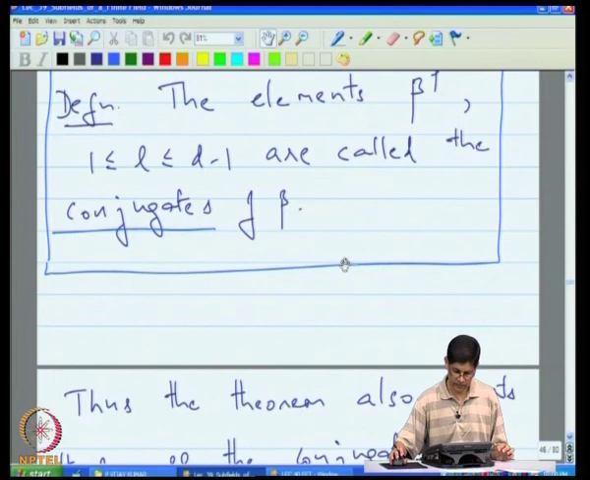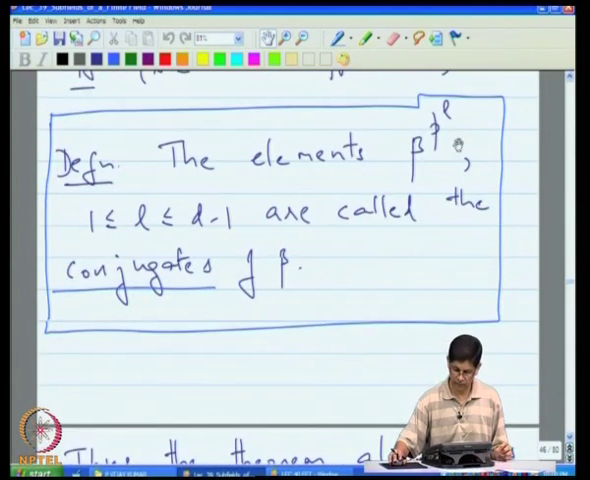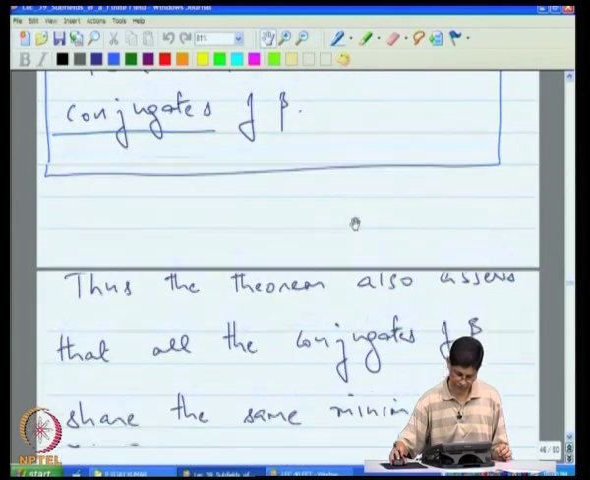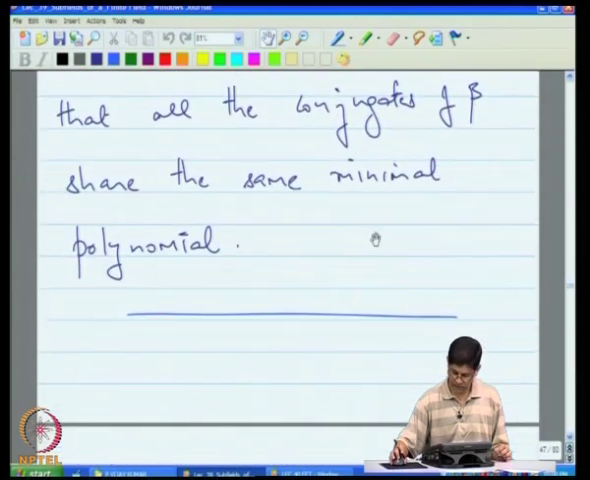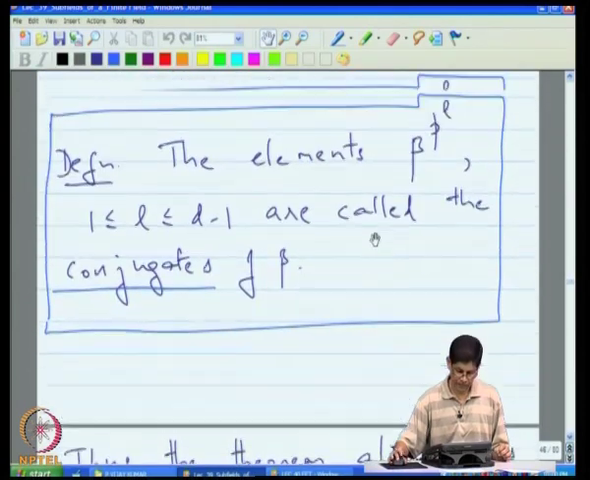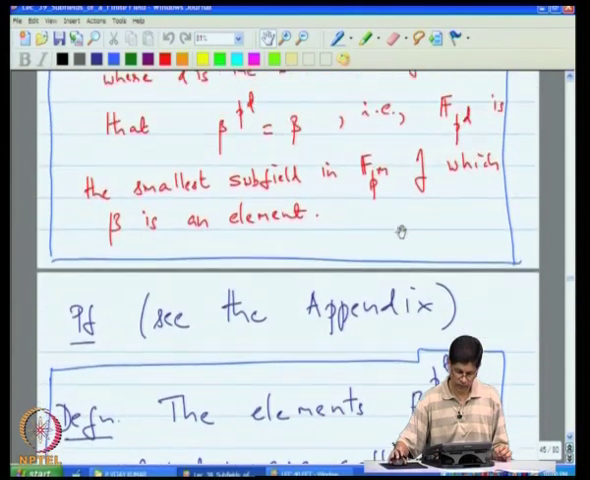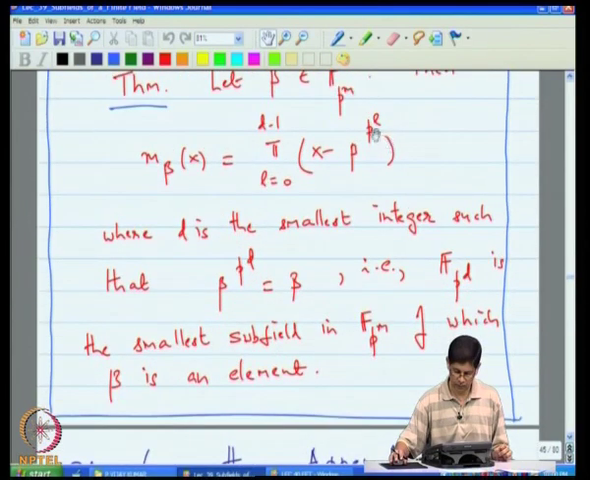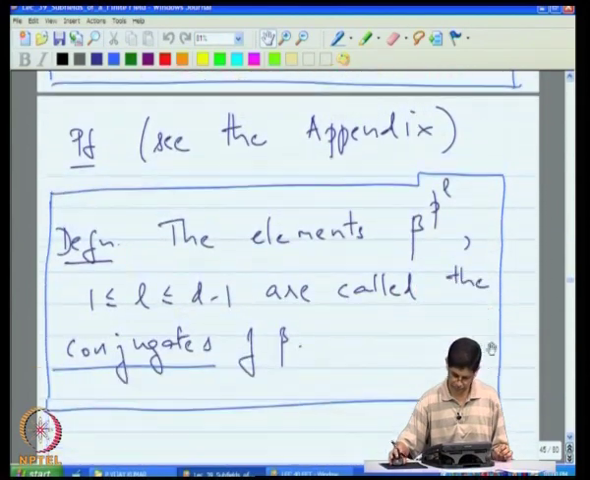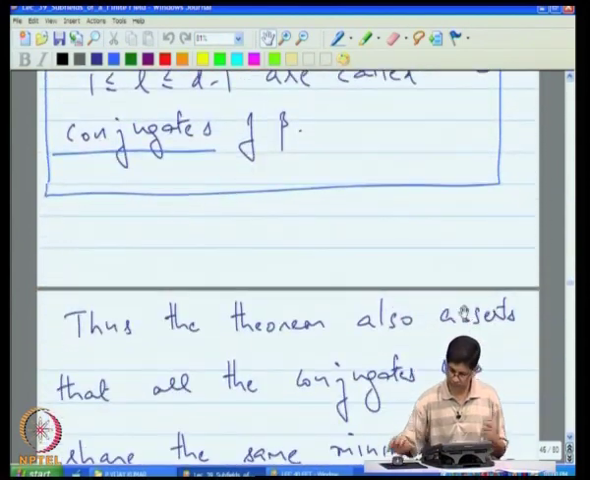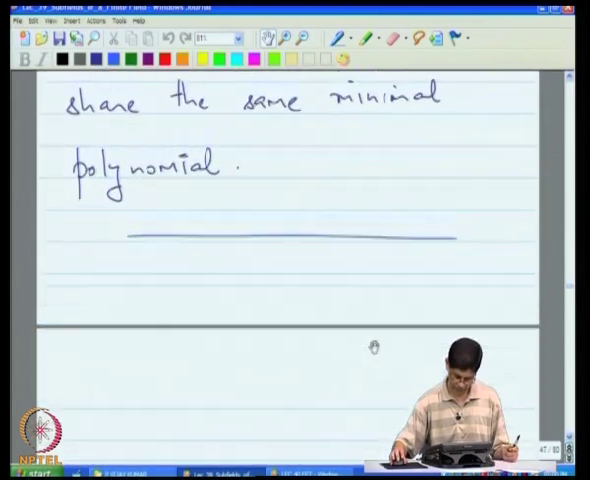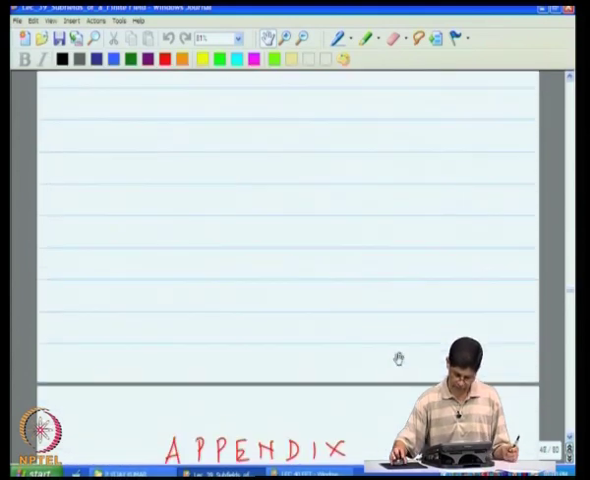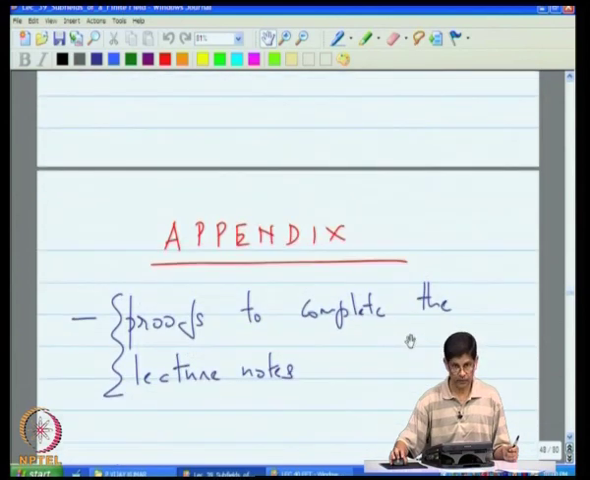And the powers of beta of the form beta to the p to the L are called the conjugates of beta. What this theorem also tells us is that the conjugates of beta also share the same minimal polynomial, because they are zeros of the same polynomial. And after this you have the appendix. So, that basically was the last lecture.